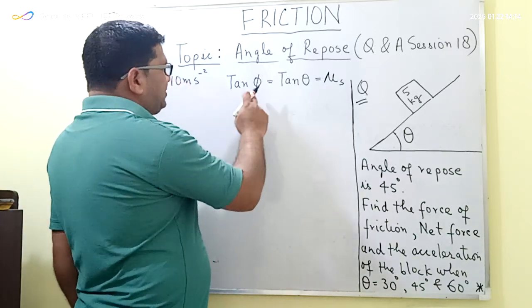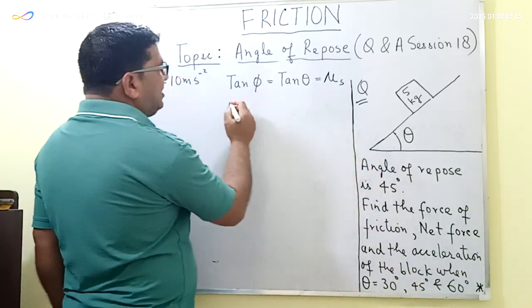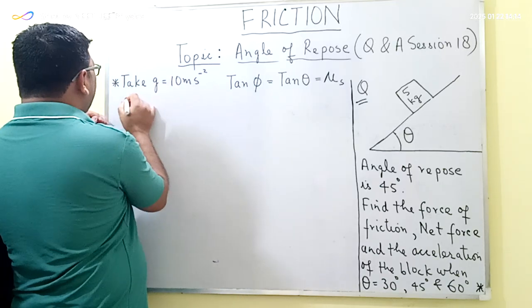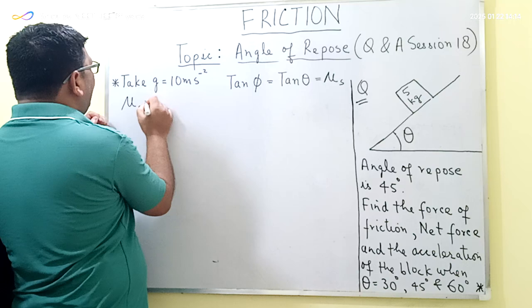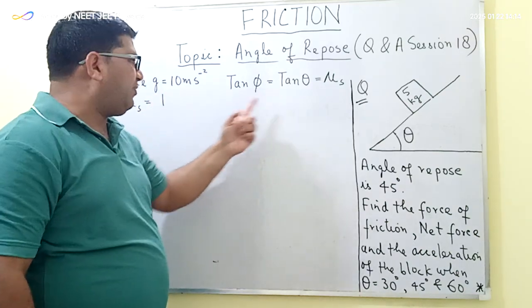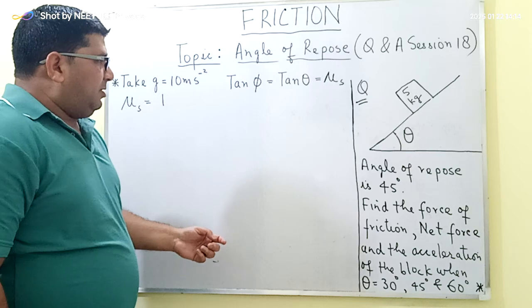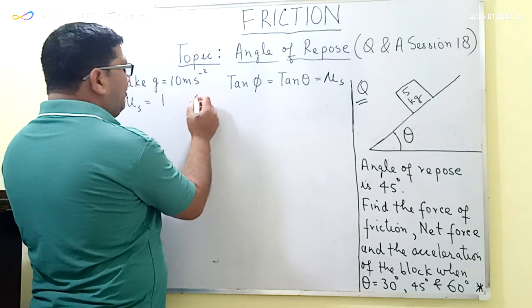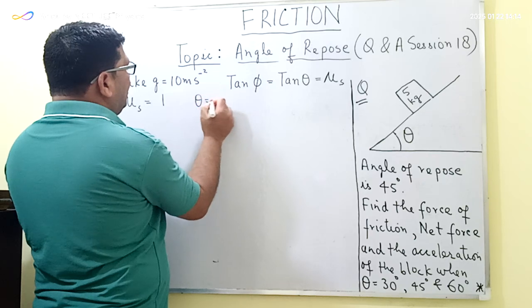So in this case, since phi is equal to 45 degree, we can say that mu s, that is the coefficient of static friction, will be equal to 1, because tan 45 is equal to 1. So let us take the first case when the angle of inclination is equal to 30 degree.